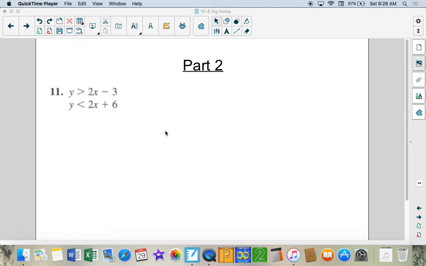This is section 10.8.2, part 2. We are learning how to graph systems of linear inequalities. So we have inequality statements. We've got 2 of them, and because it's a system, we want to know what points they share. What points, multiple points, are true for both of those inequalities.